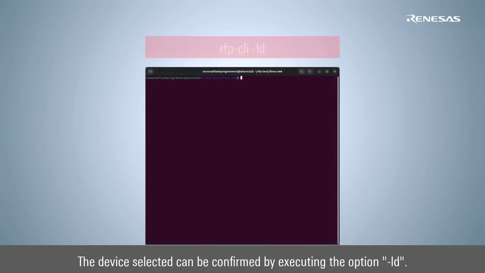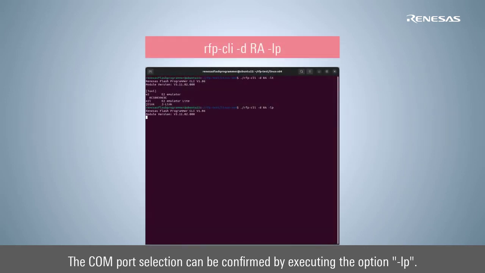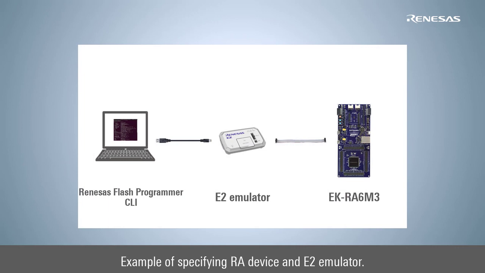You can confirm the selected device by executing the option -LD, the available adapter tool by executing -LT, and the COM port by executing -LP. This is an example where the RA device and the E2 emulator are used.